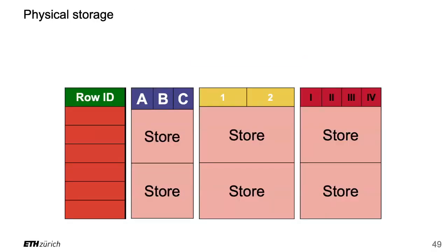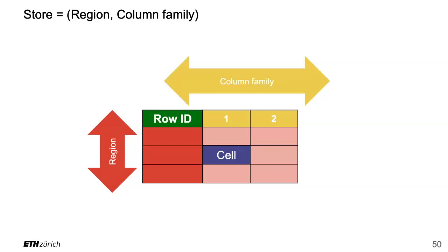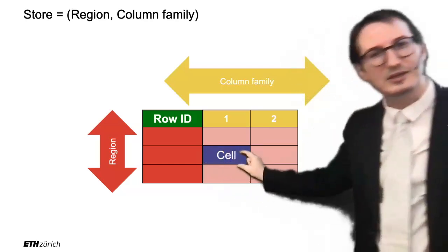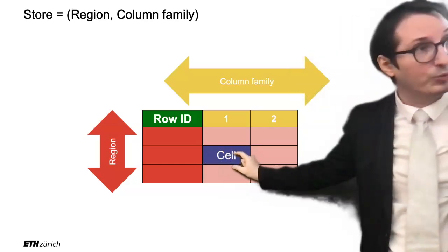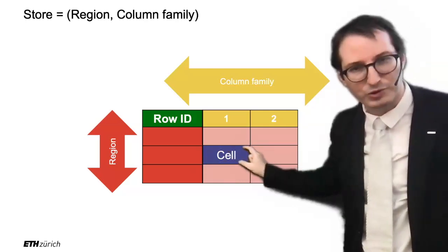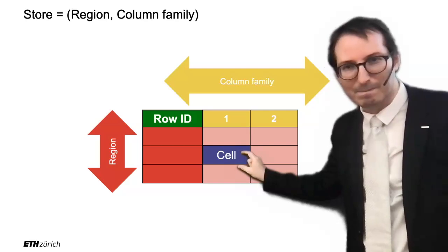Technically, every one of these intersections between a region and a column family is called a store. Now, if I look at one store, it means that I'm looking at just one region, an interval of row IDs, and just one column family, so the same color. Look at the cells here. This is one of these values, could be atomic, could be an XML file, a picture or whatever, up to 10 megabytes, or maybe even more, just slower. This is called a cell.